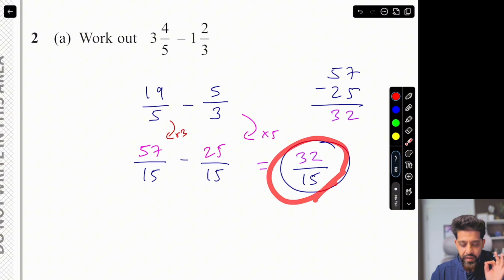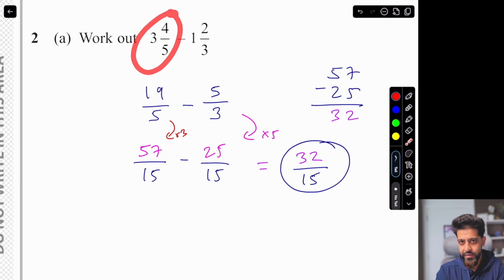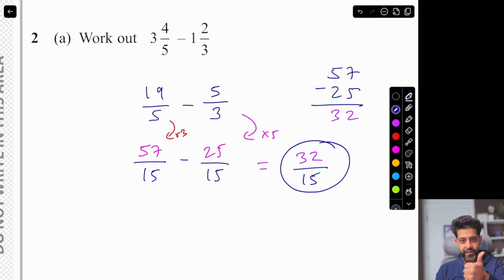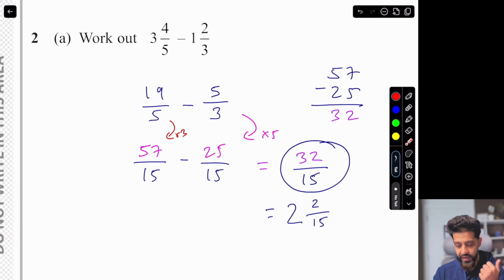However, usually a good rule of thumb is if you're given mixed numbers, give your answer as a mixed number. So then you have to ask yourself, how do I convert this into a mixed number? You do, how many times does 15 go into 32? Well, 15, 30. It definitely goes in 2 times. That's 2 big ones. And what's the leftover? 2. So 2 out of 15. And that's your final answer.